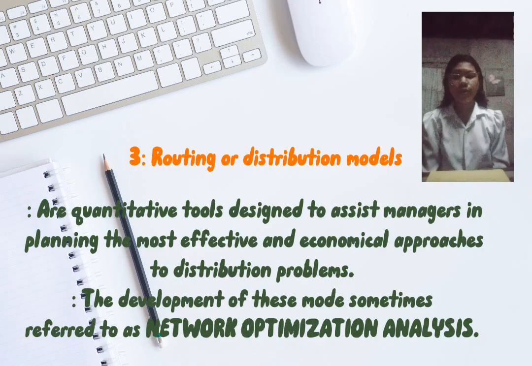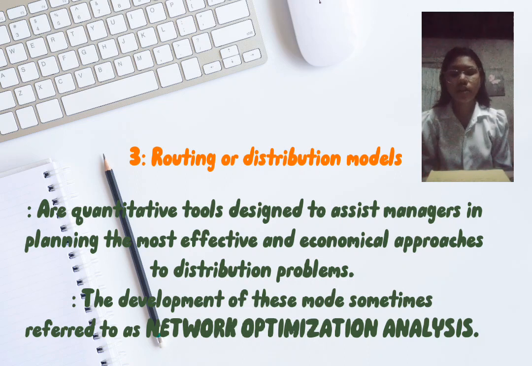So number 3 is routing or distribution models. These are quantitative tools designed to assist managers in planning the most effective and economical approaches to distribution problems. The development of these models is sometimes referred to as network optimization analysis.